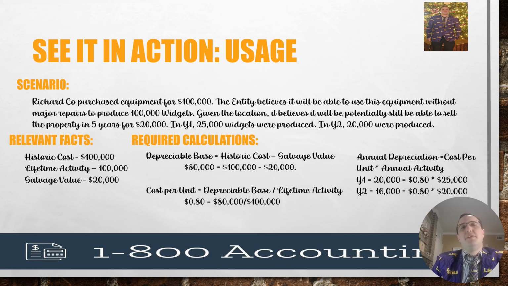So this isn't going to be used for buildings because it's really hard to determine the usage of a building, but it's generally going to be used more for your plant and equipment types. Now, for this example we're going to use that there's 100,000 widgets that the entire lifespan of this equipment can produce, and we're still going to have the same 20,000 as salvage value.